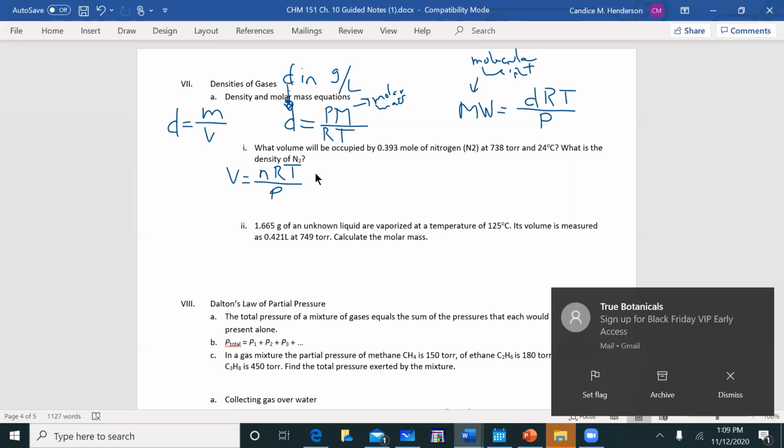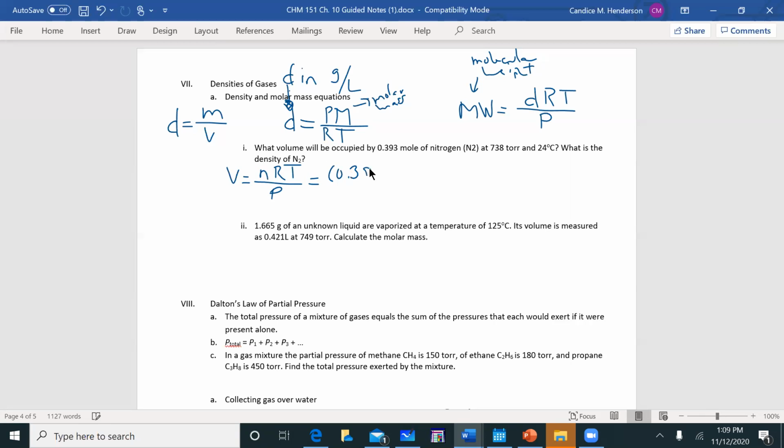I know each of these things. I know the amount in moles, it's right there. So 0.393 times my R, which is 0.0821 with the funky units. Temperature, 24 degrees Celsius, so we need to convert that. Take your 24 and add 273 and we get 297 Kelvin. Put this whole thing over our pressure.